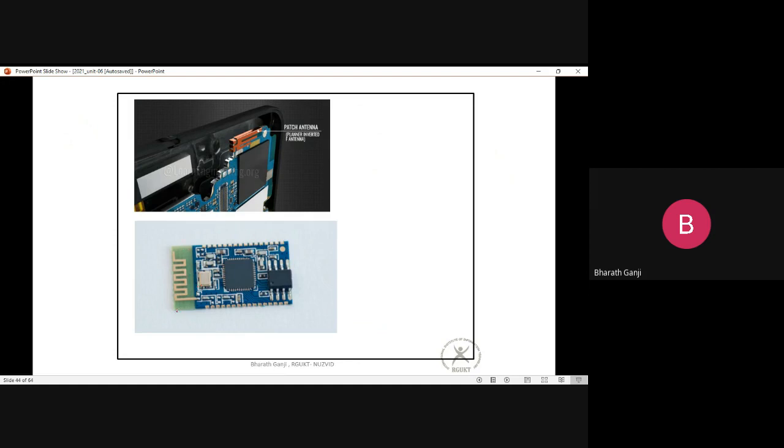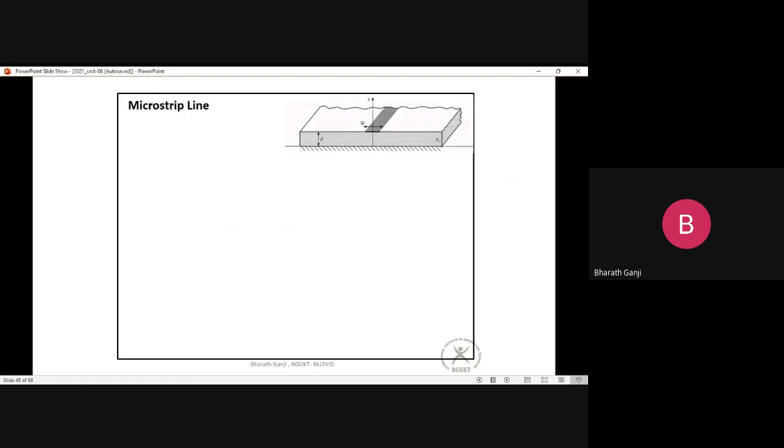There is a bottom ground plane, and on the ground plane usually you have this metallic structure. So microstrip lines have many applications, not one. Most of the day-to-day life circuits, planar circuits, which you see, comprise microstrip lines. And what is the mode that propagates on a microstrip line? That is a question.